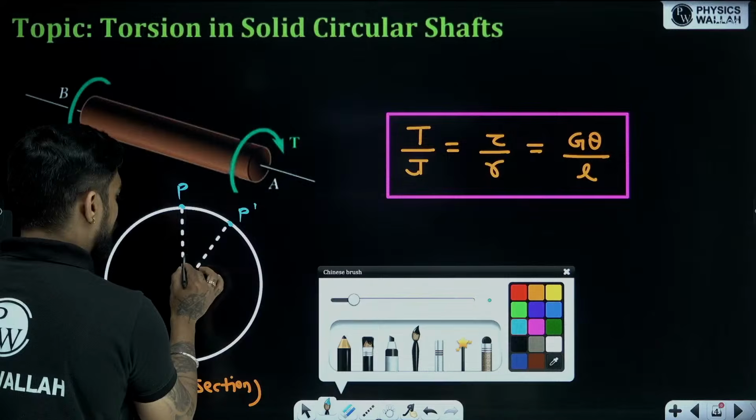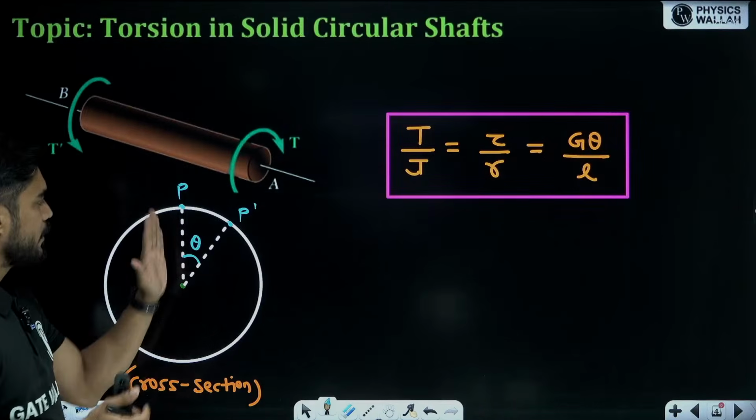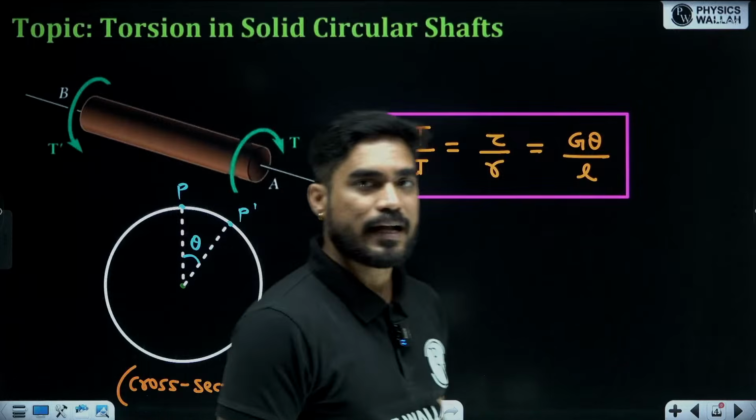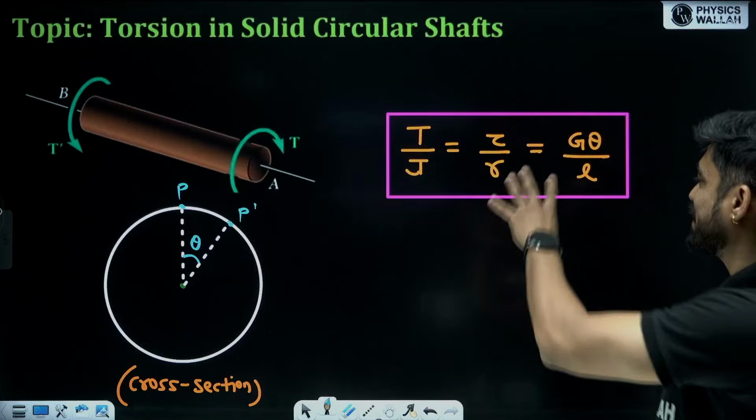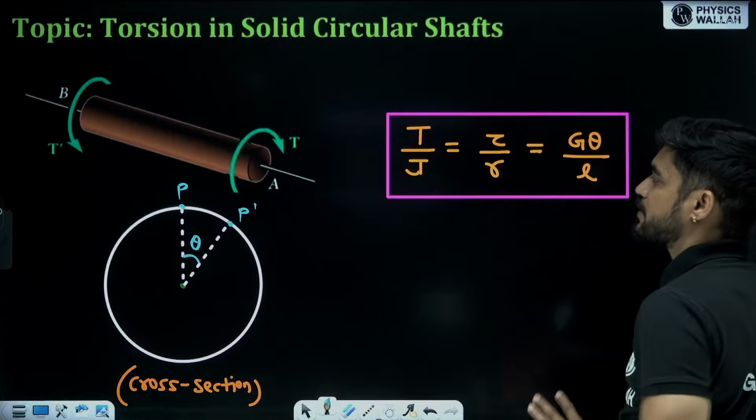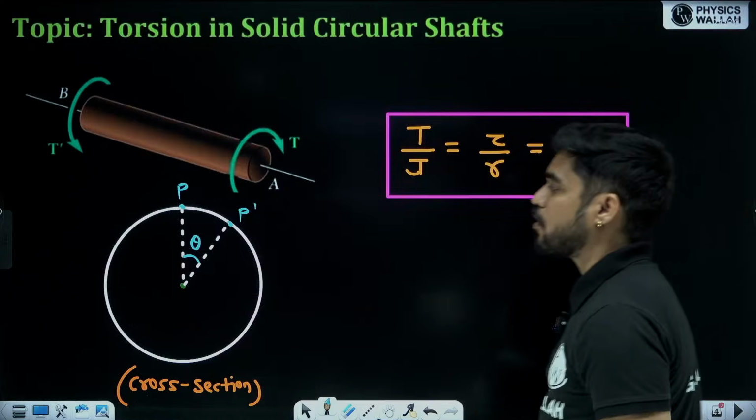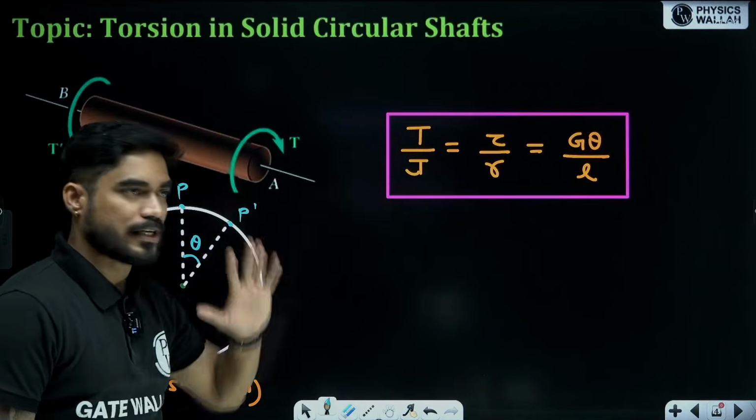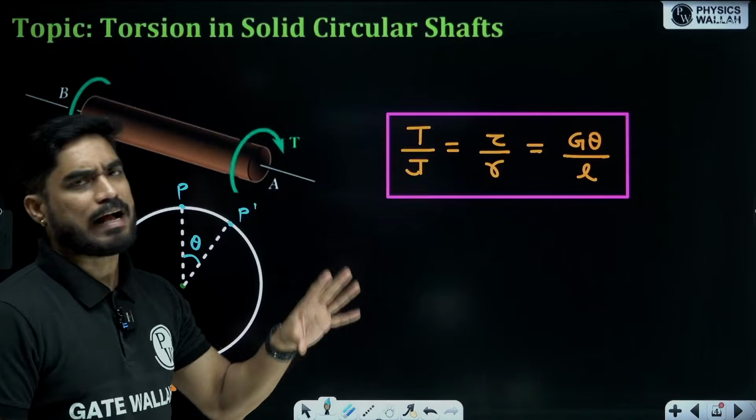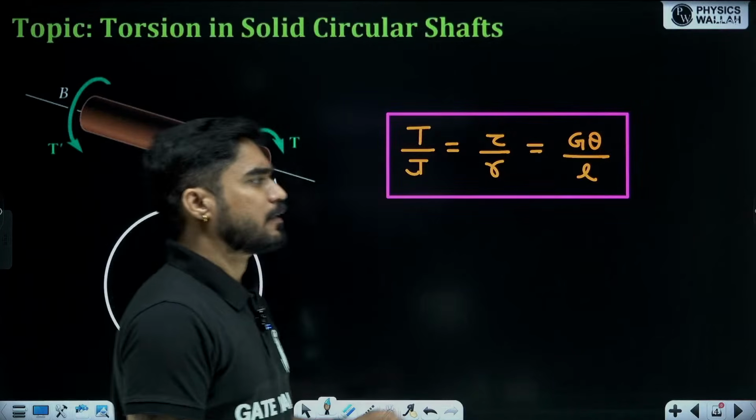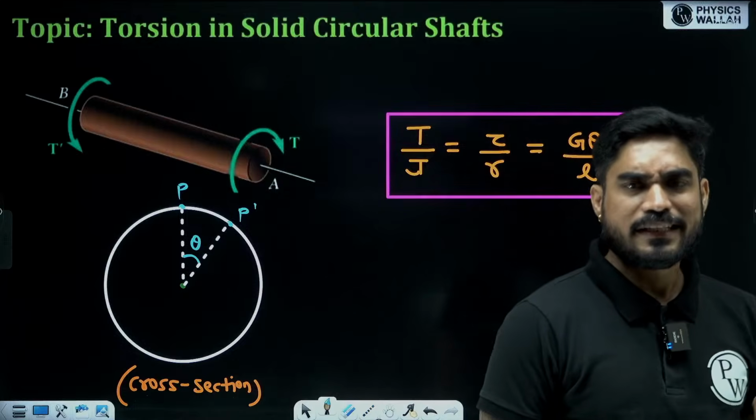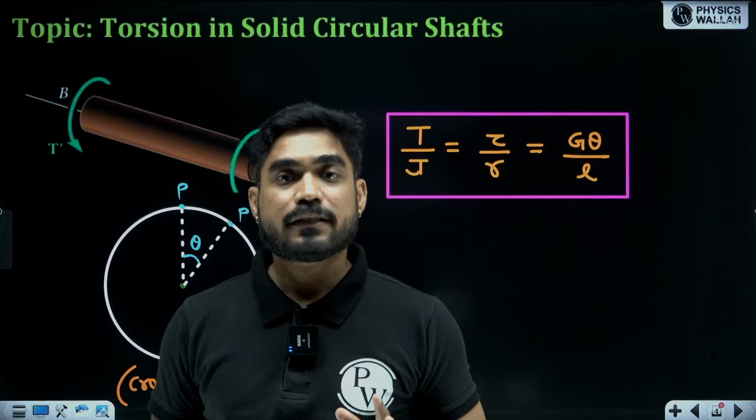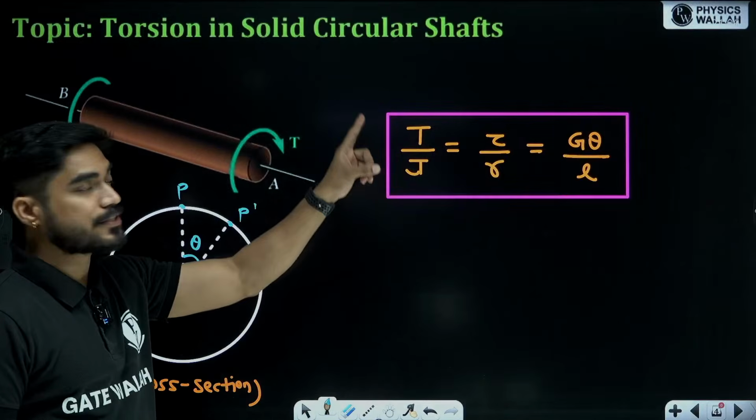So this angle by which it is twisted is known as the angle of twist, right? Using this equation, we calculate the shear stress tau and the angle of twist theta. We can also use this same equation in the case of hollow shafts, right? But if, let's say, you have thin walled members, then how do you calculate the shear stress and the angle of twist?